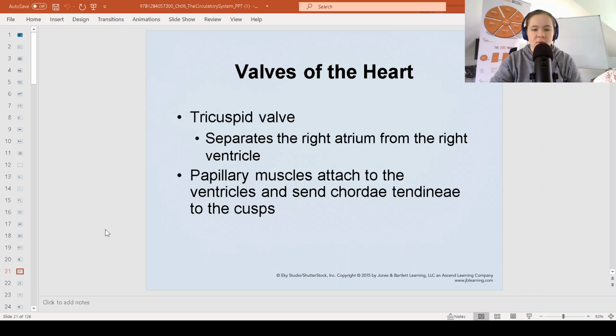In the valves of the heart, we have the tricuspid valve, which separates the right atrium from the right ventricle. Papillary muscles attach to the ventricles and send chordae tendineae to the cusps.